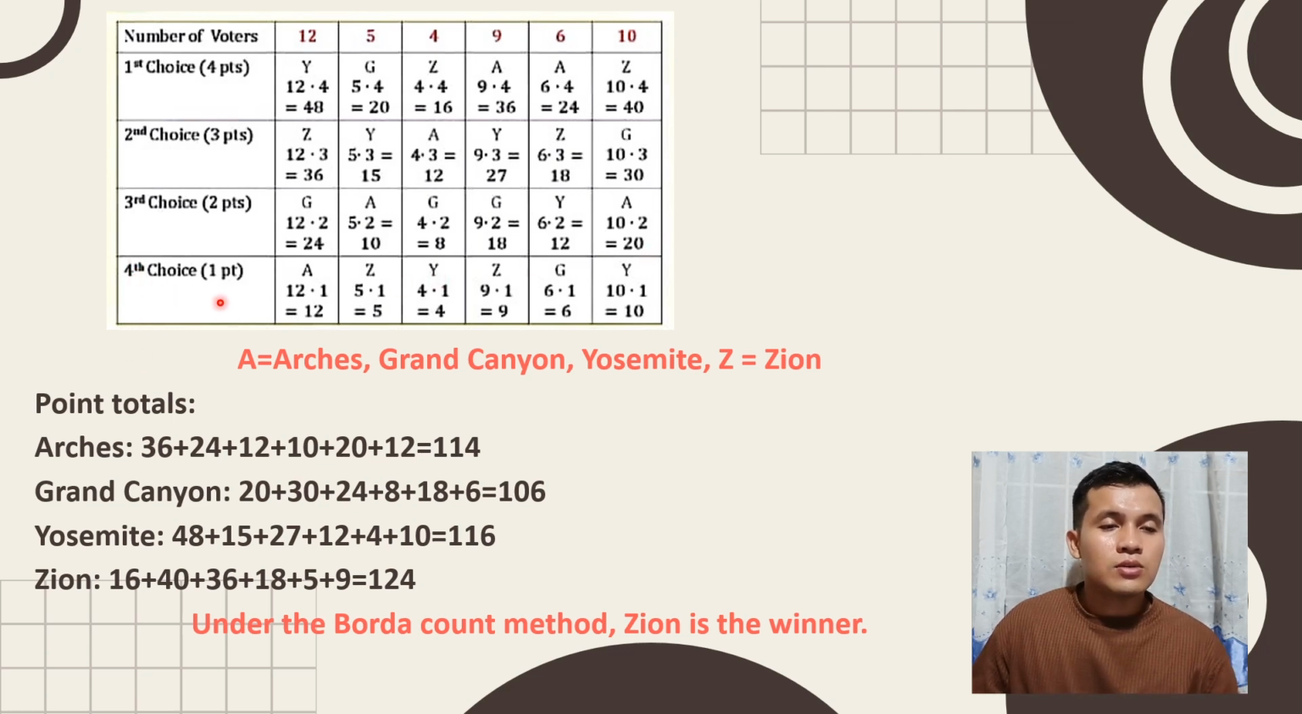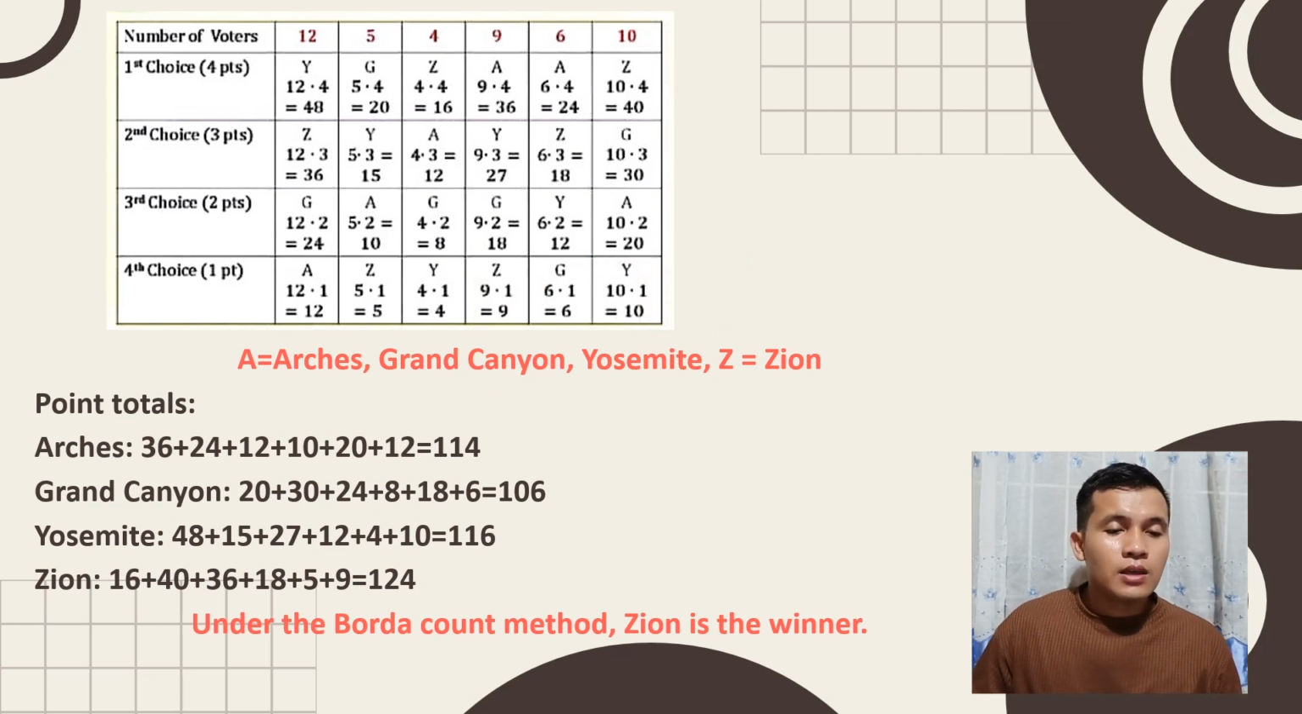And for the last row, we have Arches, 12 times 1 equals 12, and for the Zion, 5 times 1 equals 5, and for the Yosemite, 4 times 1 equals 4, and for the Zion again, 9 times 1 equals 9, and for the Grand Canyon, 6 times 1 equals 6, and for the Yosemite, 10 times 1 equals 10.